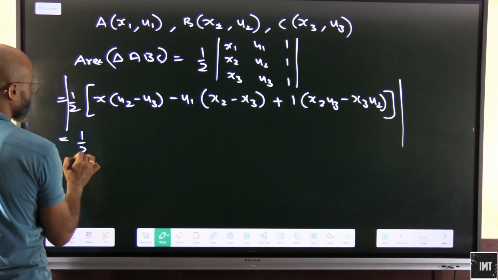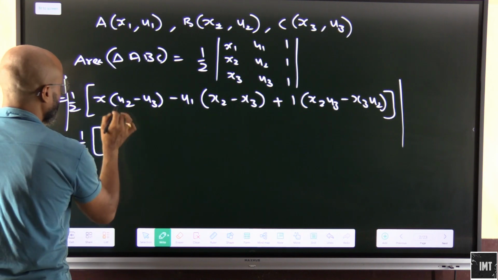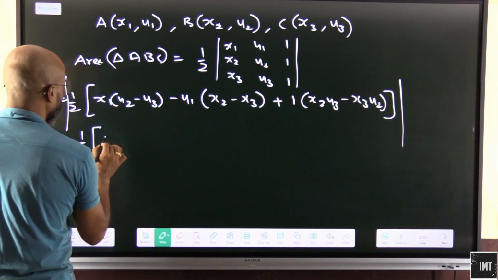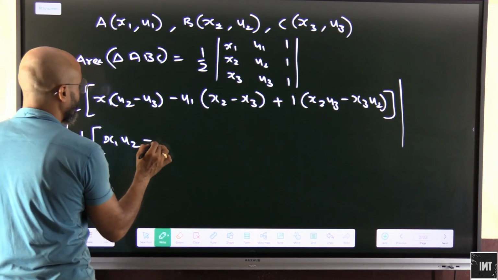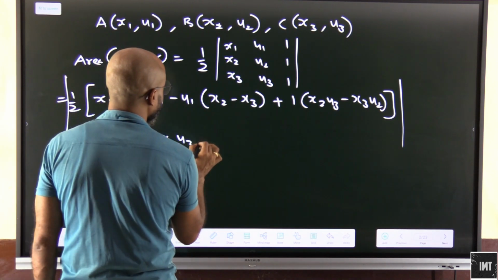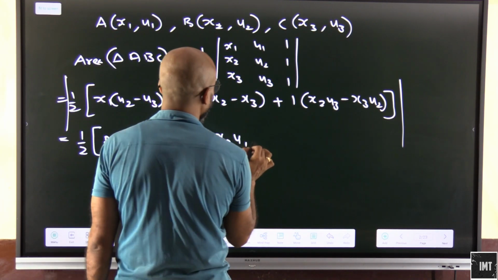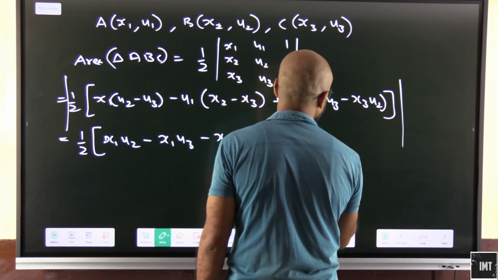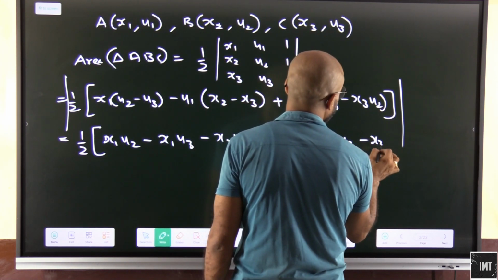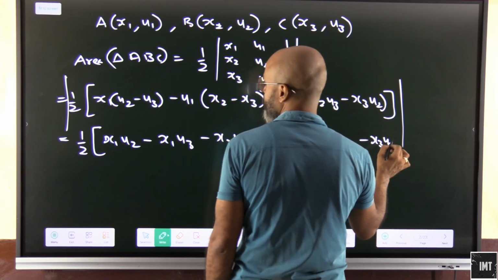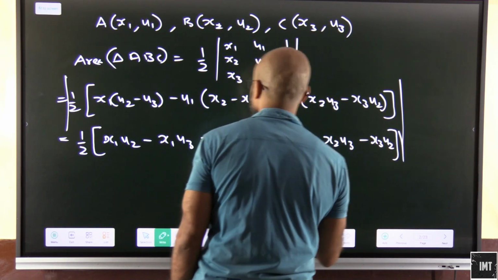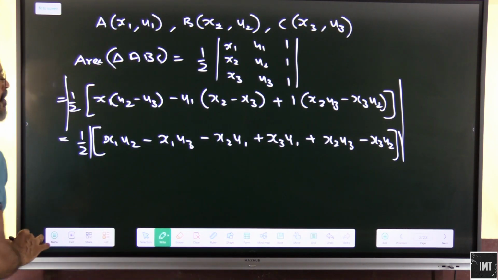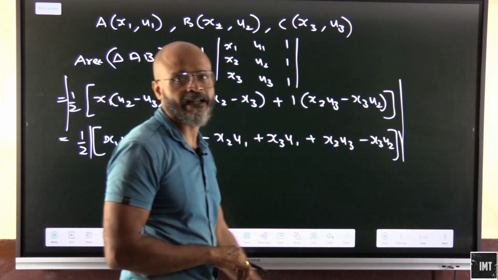So this will be half of x1 y2 minus x1 y3 minus x2 y1 plus x3 y1 plus x2 y3 minus x3 y2, and this will be entirely taken as a mod value. This is basically the area of a triangle.